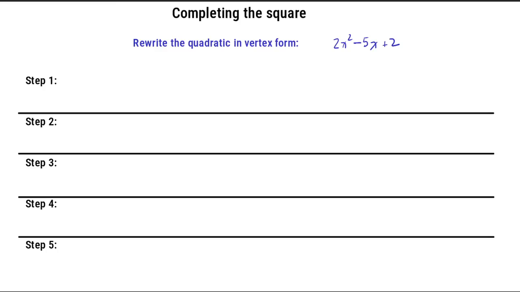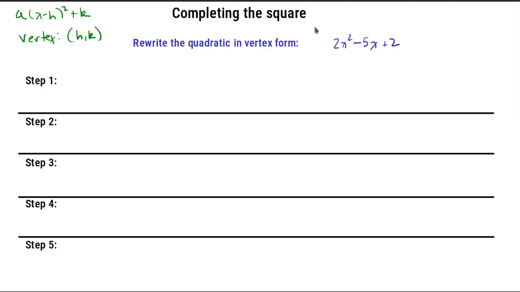Let's complete the square to put the quadratic 2x squared minus 5x plus 2 in vertex form. And remember, vertex form looks like this: a(x minus h) to the power 2 plus k. The vertex here would be (h, k). That's why we call it vertex form.